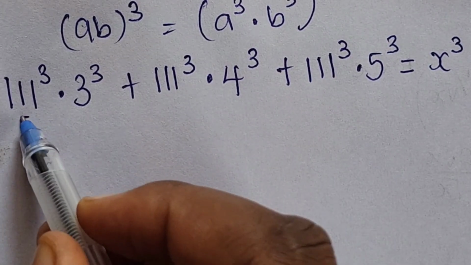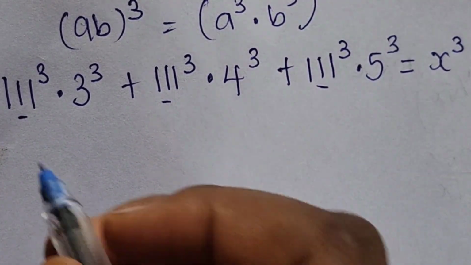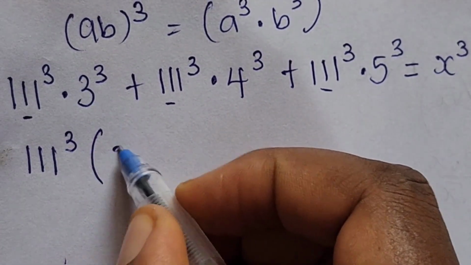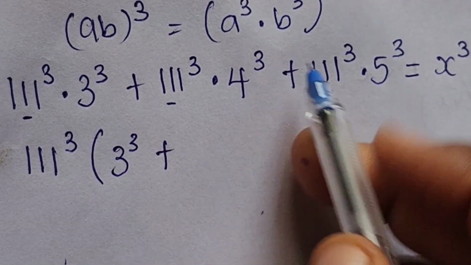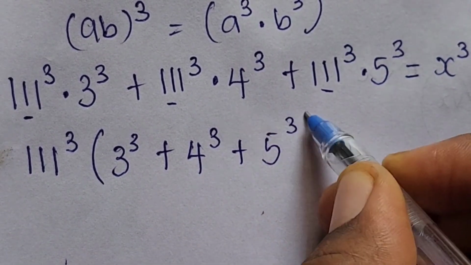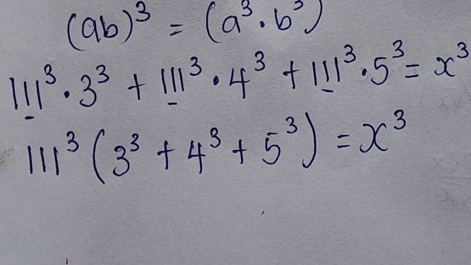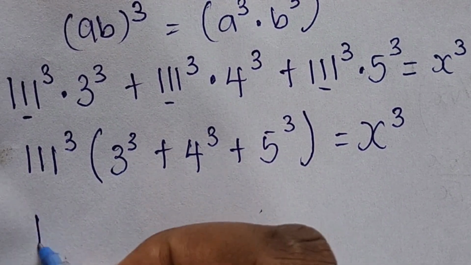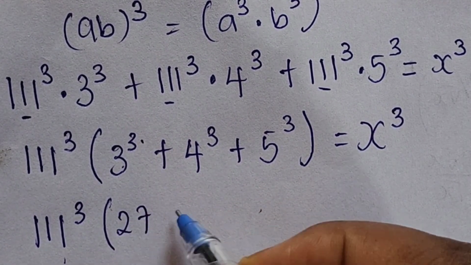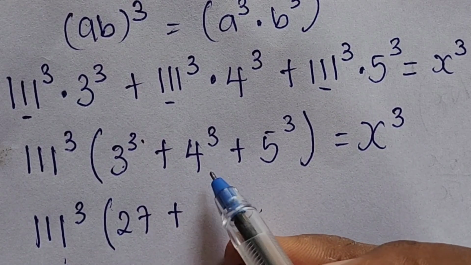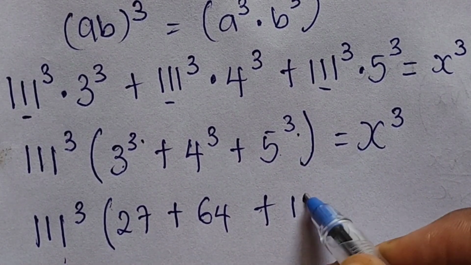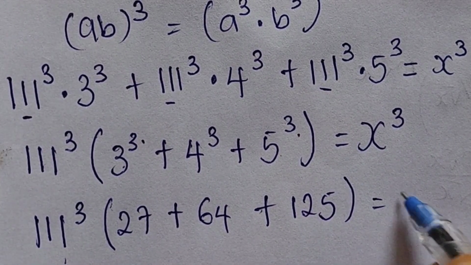So from here we have this and this to be common, so we'll factor it out to have 3 to the power of 3 here, plus we have 4 to the power of 3, and we have 5 to the power of 3, and it's all equal to x to the power of 3. So when we resolve this further, we have 1 to the power of 3. Our 3 to the power of 3 is 27, plus we have 4 to the power of 3, which is 64, and we have 5 to the power of 3, which is 125.